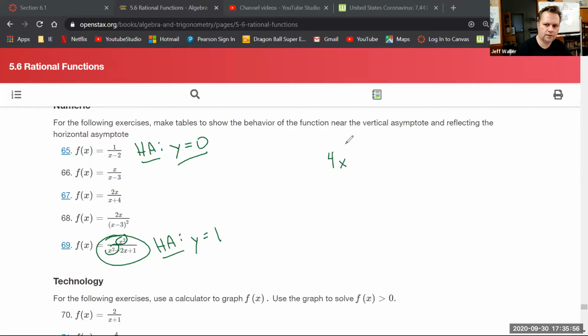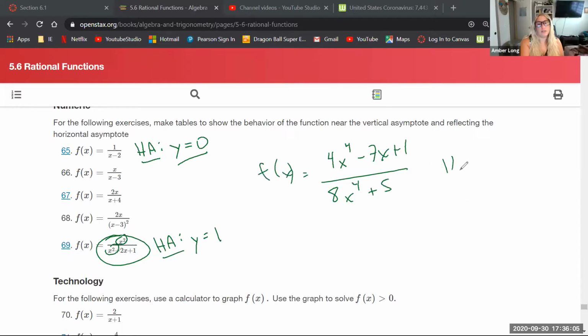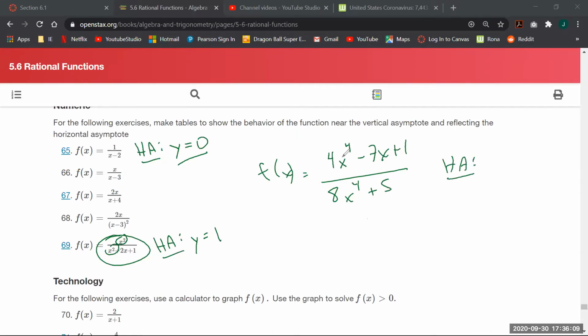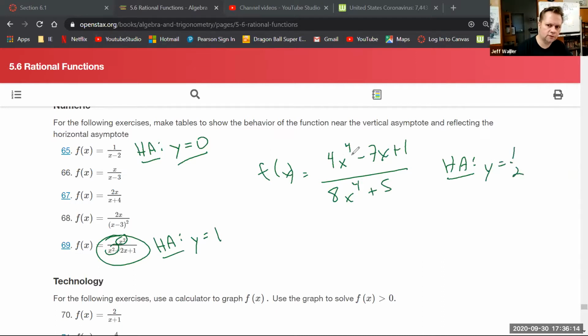That means if I had this over this, the horizontal asymptote is... 4/8. 1/2. Right. And you simplify it. So when I have the same degree, the horizontal asymptote is the ratio of the coefficients. That's actually a shortcut from the method we used the first time we saw this, which was divide by the highest power of x.